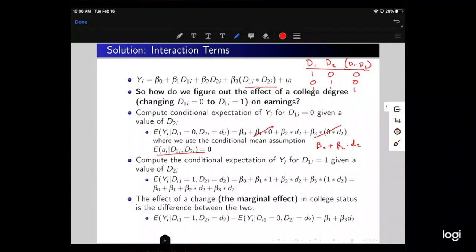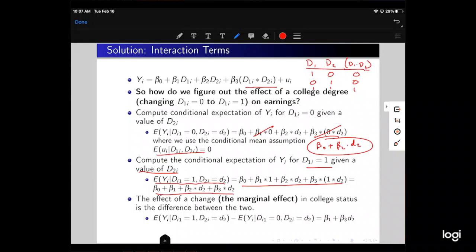And then let's compute the conditional expectation for d1 equals 1 given a value of d2. So the same thing here, the expected value of y given d1 equals 1 and d2 equals some value of d2, either 0 or 1. And so we get the results. We're just plugging in the values into the regression function. We get the following result, which is a little bit longer than what we found when d1 equals 0. And so the effect of a change, or the marginal effect in college status, is the difference between the two.